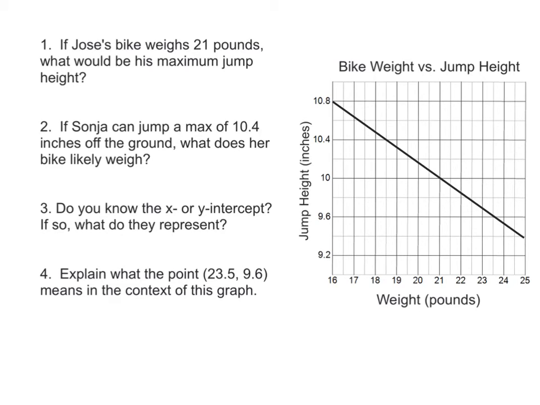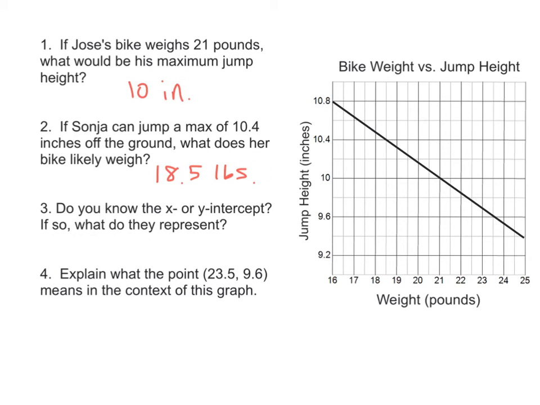So, first question says, if Jose's bike weighs 21 pounds, what would be his maximum jump height? All right, so 21 pounds is right here. His maximum jump height would be 10 inches. So we can go ahead and write 10 inches there. Second question, if Sonia can jump a max of 10.4 inches off the ground, what does her bike likely weigh? All right, so here's 10.4 jump height. How much her bike likely weighs is right here, and that is right in between 18 and 19, so 18.5 pounds. And LBS there, of course, is pounds.